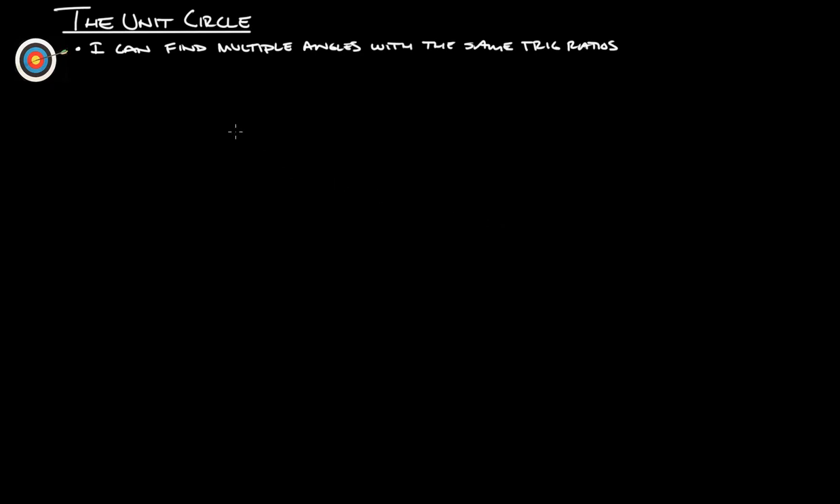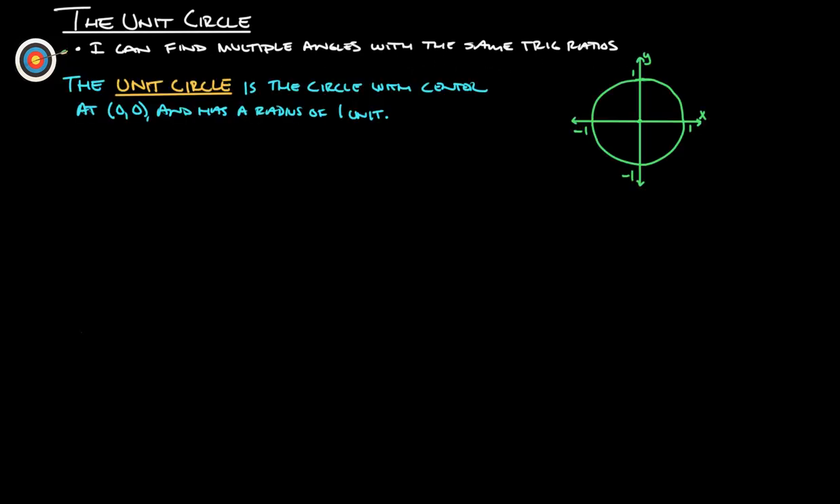I'm going to take you through the notes on the unit circle. At the end of this, you should be able to say, "I can find multiple angles with the same trig ratios." Okay, so first thing to take a look at here is the unit circle.